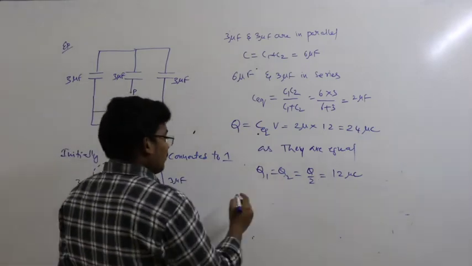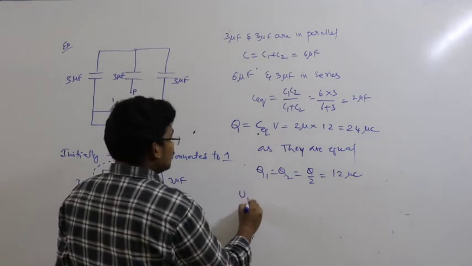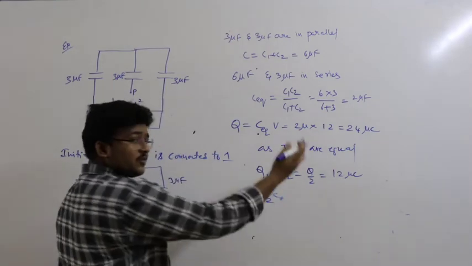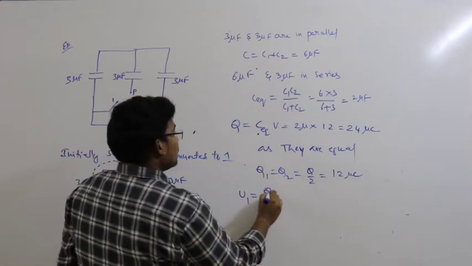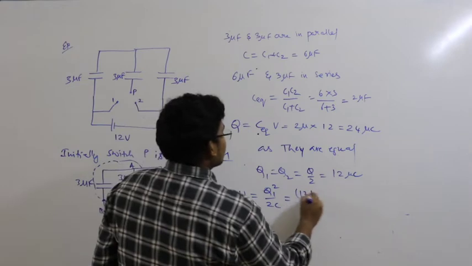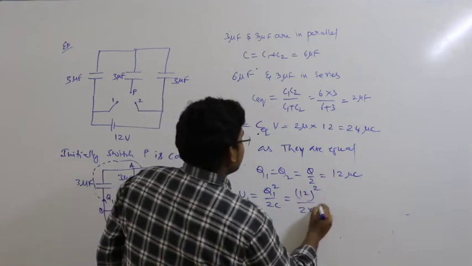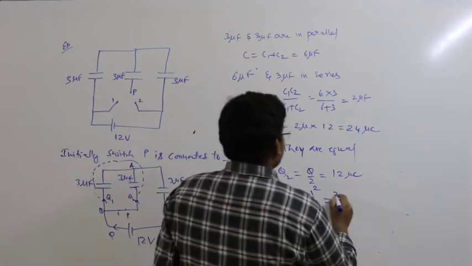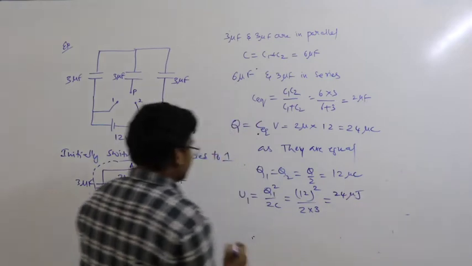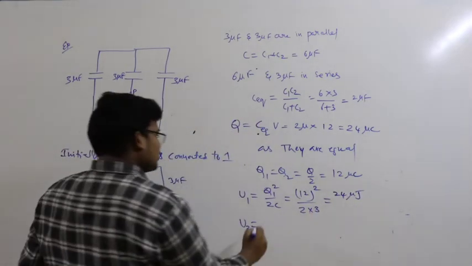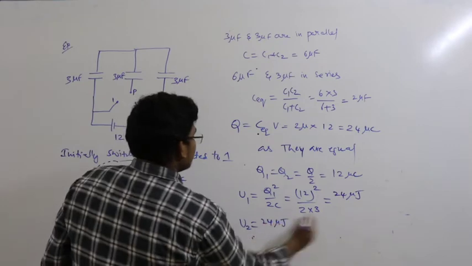So that is how, what is the energy? U1 is equal to half C1 into, or since we know the charges, the formula Q square by 2C. So Q1 square by 2C. What is Q1? 12 square by 2 into C, which is 3. So 12 into 12 by 6, it will be 24 microjoules. And similarly U2 is also the same, because Q and C are the same, so 24 microjoules.